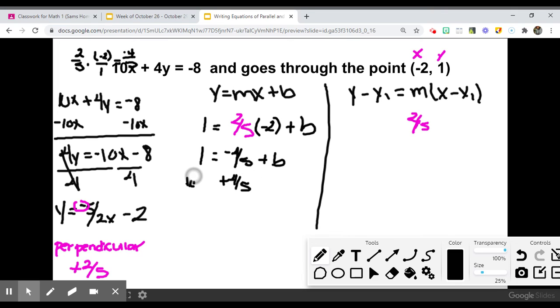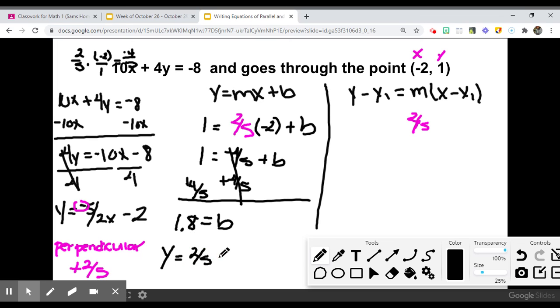So some equations may also have a fraction for your y-intercept, and that is okay. So then if I was to add 1 plus 4 divided by 5, we can keep it in fraction form if you would like to, or you can use a decimal. Either way will be acceptable today. So 1.8 is equal to b, which means that my final formula would be y. Let me just clean that up a little bit. y is equal to, remember my slope was opposite and reciprocal, so 2/5 x plus 1.8.